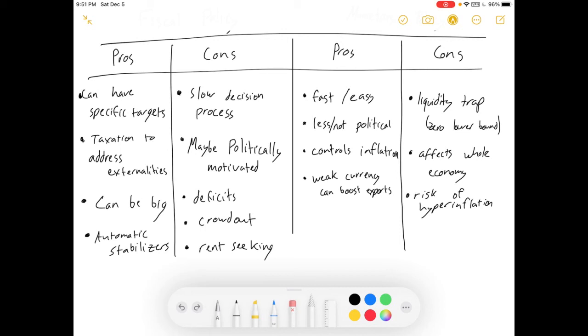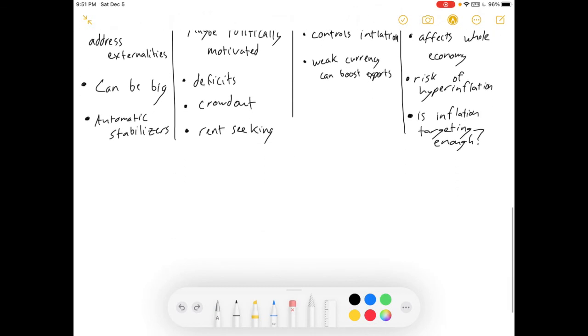There's also a risk of hyperinflation. Bad policy making by these people could make some really big problems for our economy. And the last is, right now the Federal Reserve's main deal is inflation targeting. And we can ask the question, is that enough? There's more discussion to be had there, but basically, if all we're focused on is targeting inflation, maybe we'll miss important things in the economy.